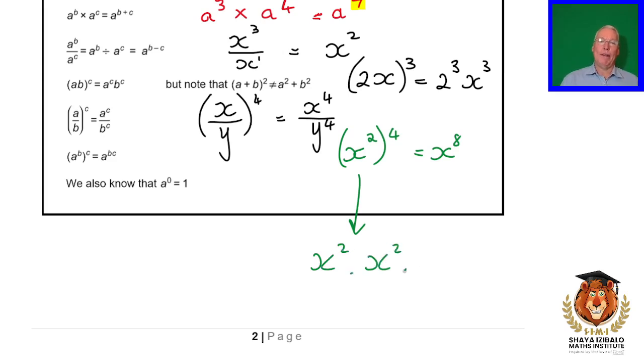So x squared times x squared times x squared times x squared. How many x's are there altogether multiplying there? Absolutely, there are 8. There are 2 here, 2 more here, 2 more here, and 2 more here. There it is, x to the 8. And finally, we know that a to the power of 0 is 1. Anything to the power of 0 is 1.